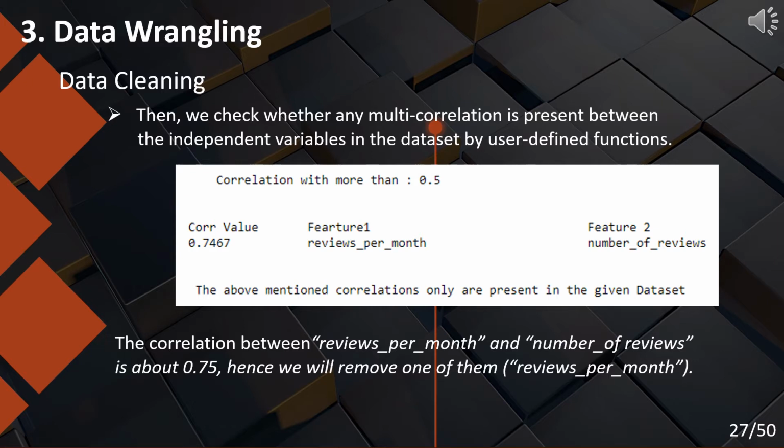Then, we check whether any multicollinearity is present between the independent variables in the data set by user-defined functions. The correlation between the features reviews per month and number of reviews is about 0.75, hence we will remove one of them, reviews per month.